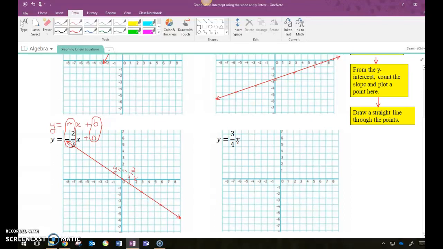Okay, let's move over here to y equals 3/4 x. So again, I'm going to write my slope-intercept form right above the equation. Again, I notice that my y-intercept happens to be 0. And so I'll plot a point at 0 on the y-axis. Okay. And then here my slope is a positive 3/4. Now positive means I'm going to rise up 3 places and run over 4 places. And I'll do that again. 1, 2, 3, 1, 2, 3, 4.